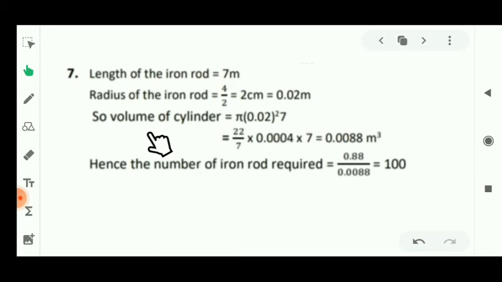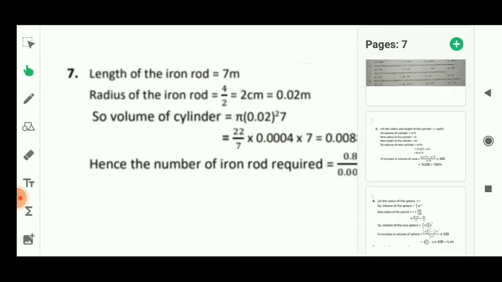Now students, the volume of cylinder will be pi r square h. R's value is 0.02 and h value is 7. After solving it, its value will be 0.0088 meter cube. So in the last, we will find out the number of iron rods required. That means 0.88 upon 0.0088. After solving it, its value will be 100.